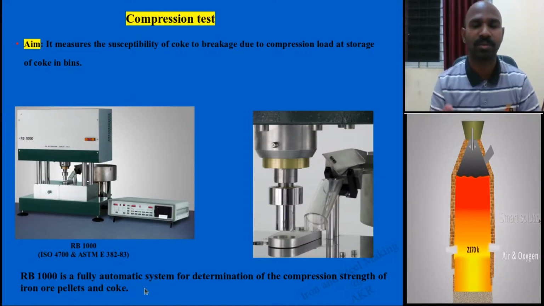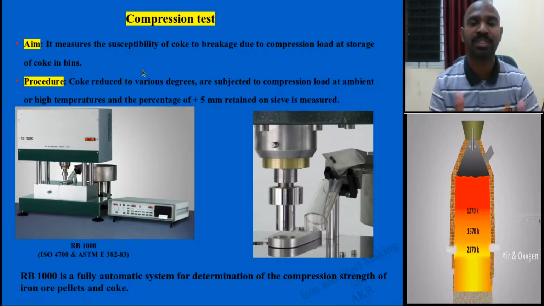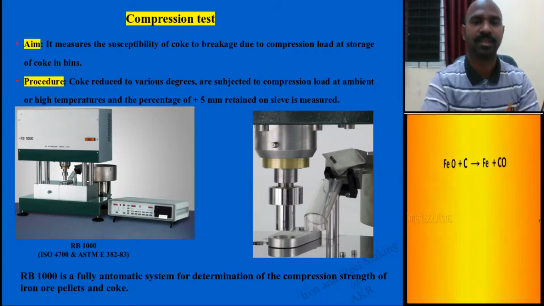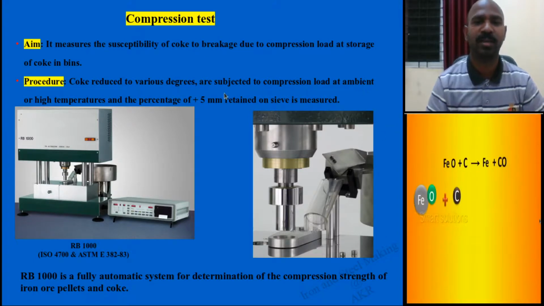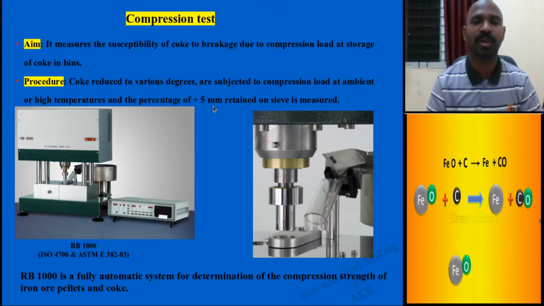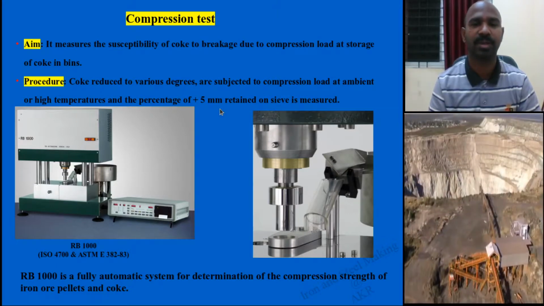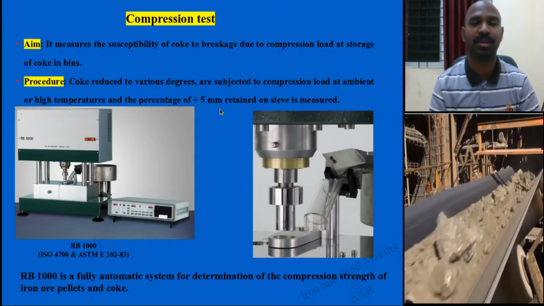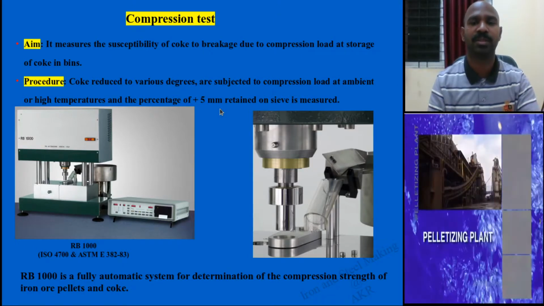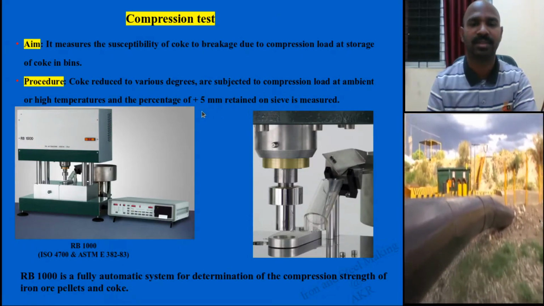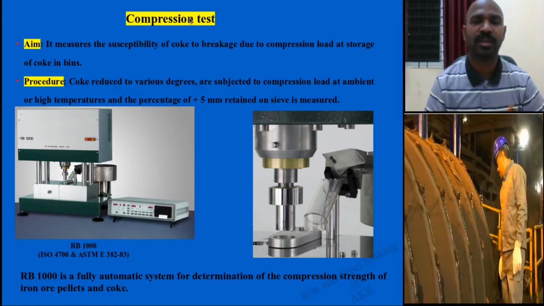Mainly in this situation we are using it for coke, and in the procedure the coke is reduced to different degree levels. You do it at room temperature and air temperature. How much plus 5 mm size particles are retained after this strength test? You take out that sample, remove it, loosely pack it, and sieve it. How much plus 5 mm size particles are retained? That much of particle size has good compression strength.